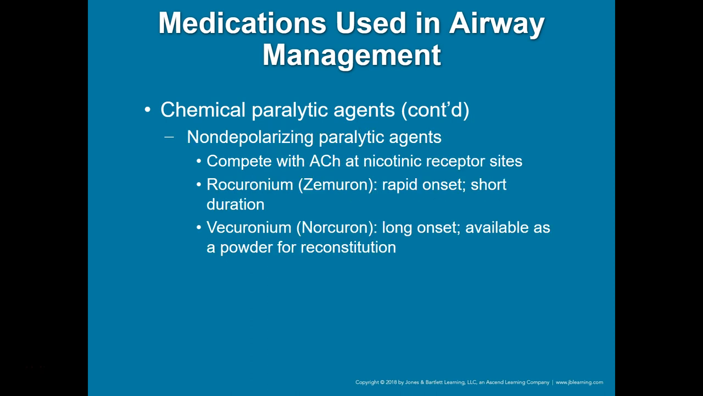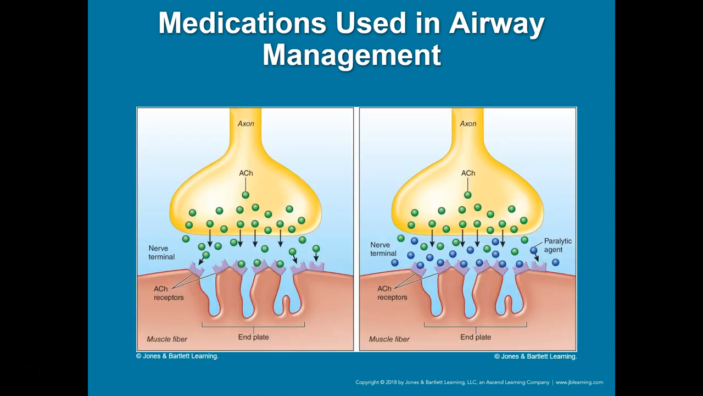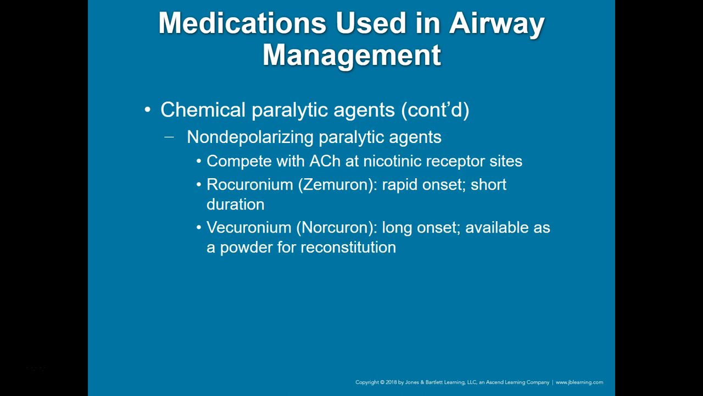Non-depolarizing paralytic agents. This is any other paralyzer that you're going to give. Rocuronium and vecuronium being the two most popular ones. They compete with the ACH at the nicotinic receptors. So going back to this picture here, there are the little blue balls there on the right. They go down, they bind with those motor end plate receptors, but they don't cause contraction of the muscles. There's no little twitching or anything that you'll see. They just bind to it and block it, so nothing can get through.